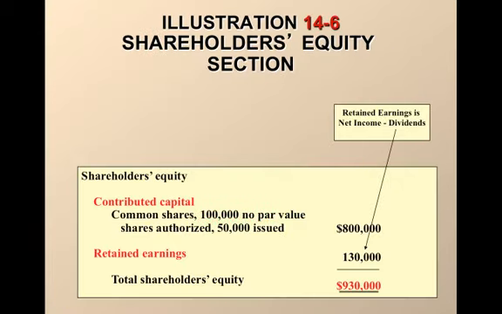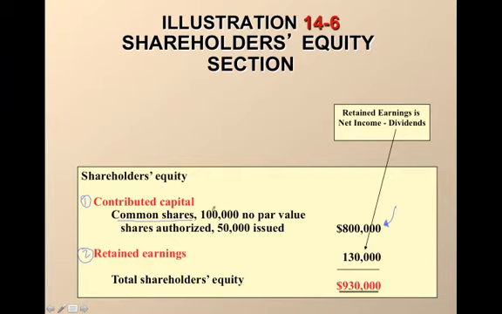Okay, let's take a look at a shareholders equity section. Like I told you, there are two sections mainly on one of these things. Here's the first one, contributed capital. Here's the retained earnings. And again, retained earnings is net income minus any dividends given out. So in this particular case, $800,000 has been contributed to this corporation via shares. They were common shares, and we're going to talk about common shares and preferred shares in the next video.